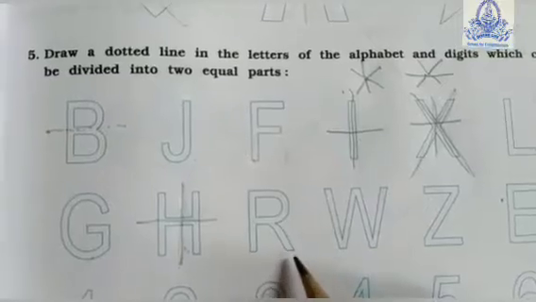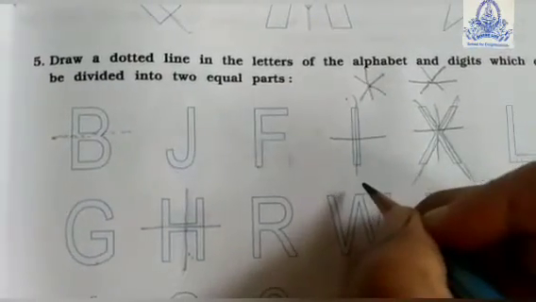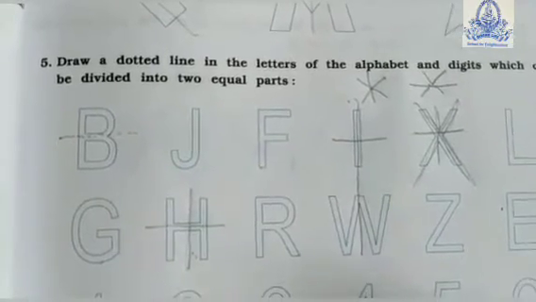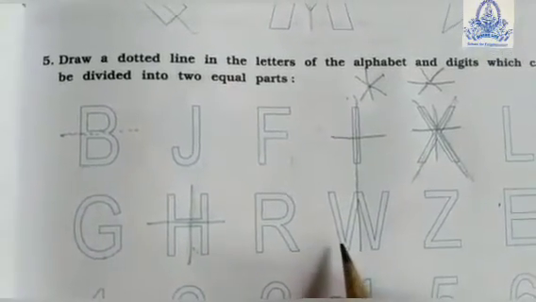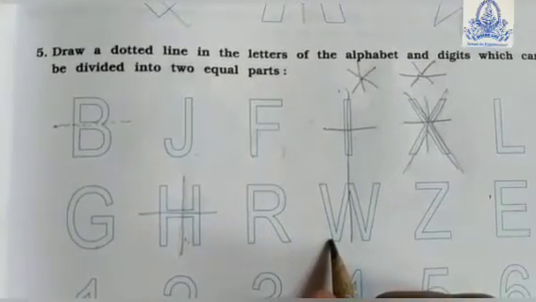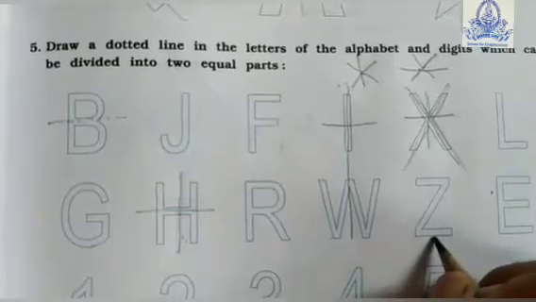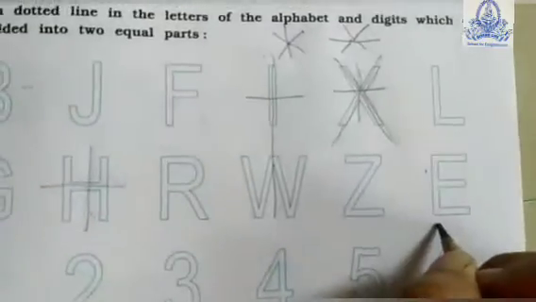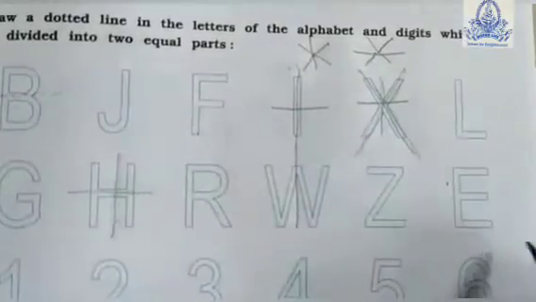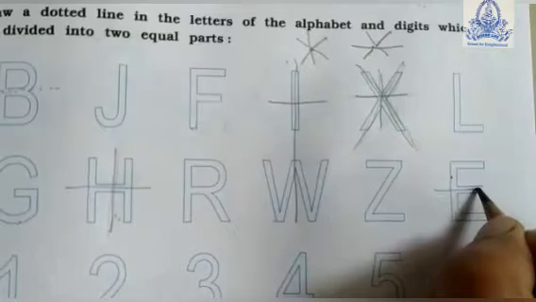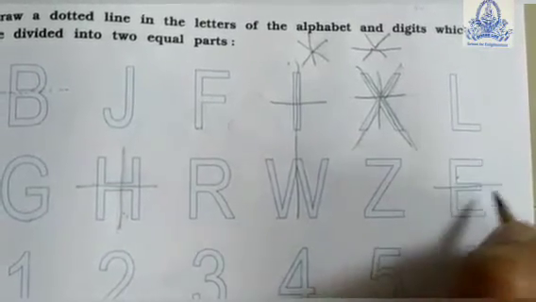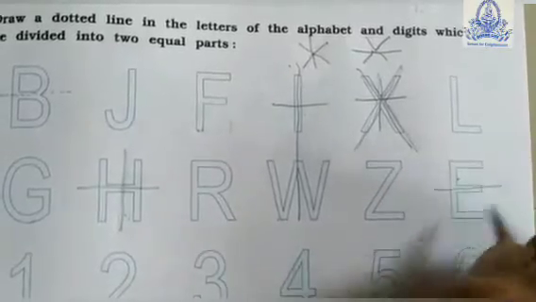For R, it is not possible. For W, yes, it will be a vertical line. You can divide it, so that will be a mirror image also, and it is divided into two equal parts. Then this Z, it is not possible. See, E came. When I was explaining F, it was not possible. But for E, I have already shown that when you put a dotted line in the middle like this, it will divide it into two equal parts, and it is a mirror image also.